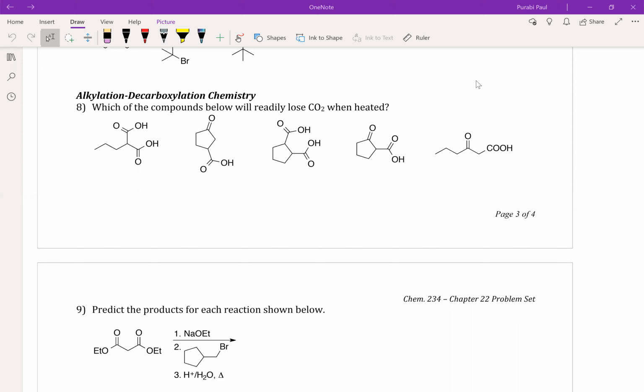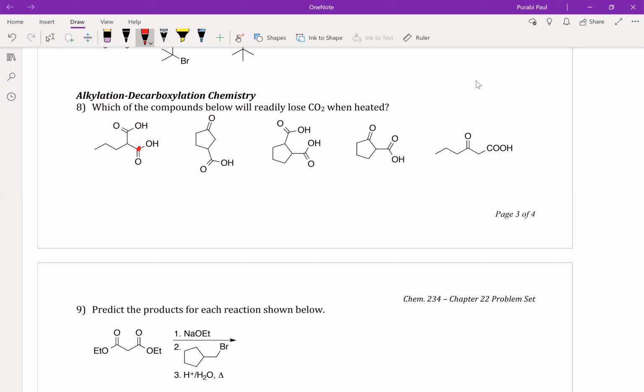mechanism. Okay, so for the first molecule, we have a molecule with 2 carboxylic acids. Here are the carboxylic acids. So to determine if a molecule will go through decarboxylation, you could reference any of the carbonyls that are in the molecule as your starting point, right? So for this one, I decided to take the carboxylic acid at the bottom.